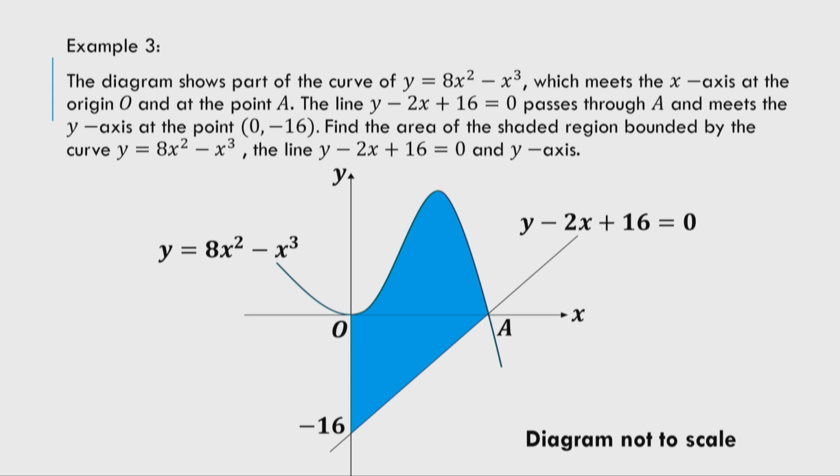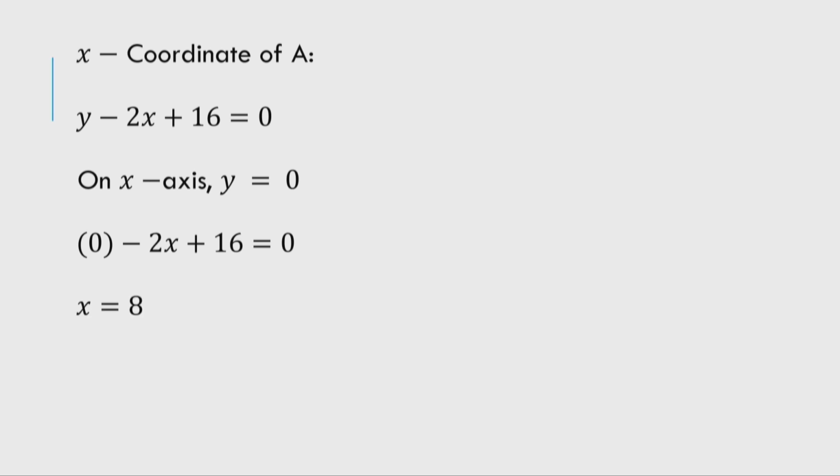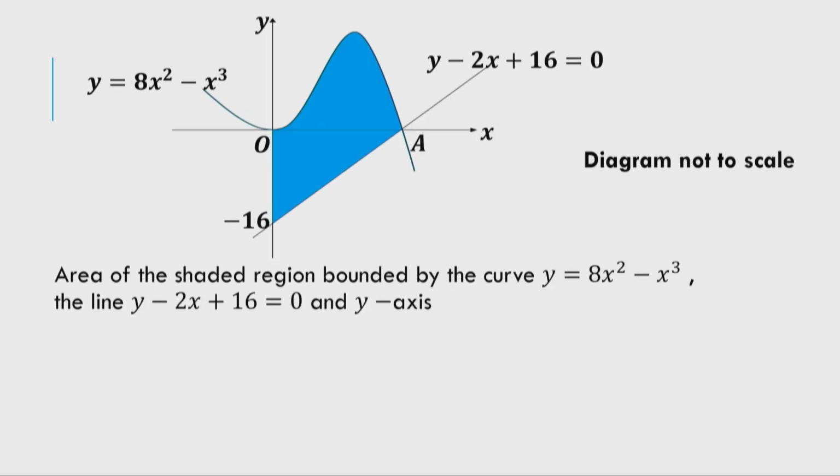First, to calculate the area of a shaded region, we need to calculate the coordinate A. The x-coordinate of A is from the line y minus 2x plus 16 is equal to 0. On the x-axis, y is equal to 0. Replacing y is equal to 0 in the line, we get 0 minus 2x plus 16 is equal to 0. Solving for x, we get x is equal to 8. Therefore, the x-coordinate of A is 8. Now we are going to calculate the area.